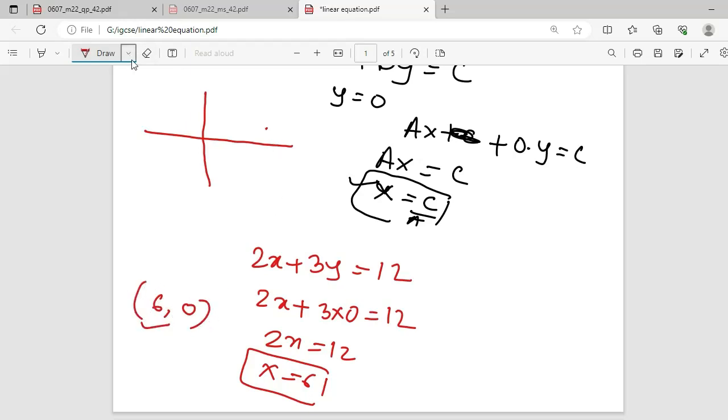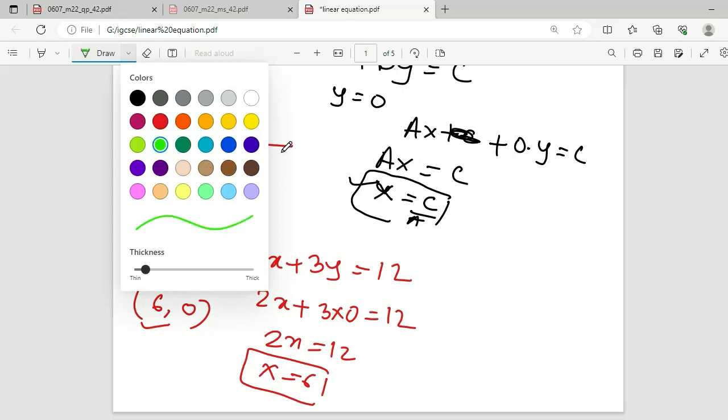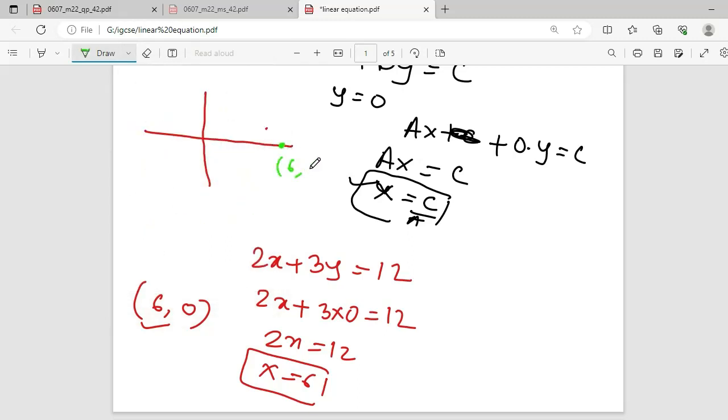Consider, I'm just roughly drawing this. So consider this is our 6 comma 0.